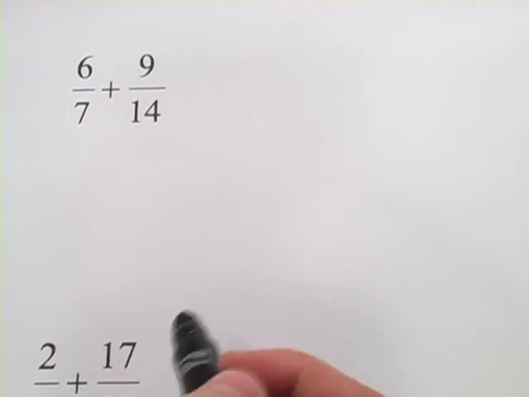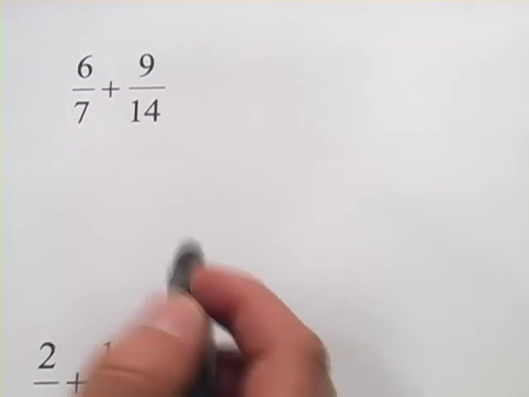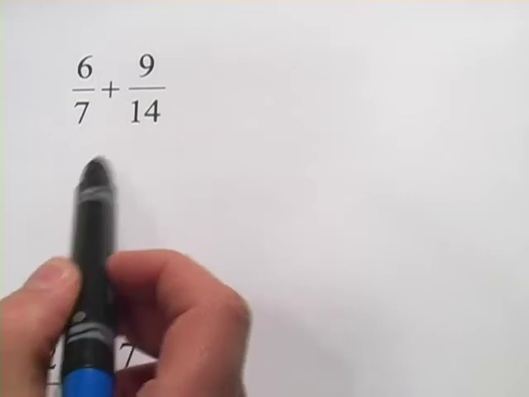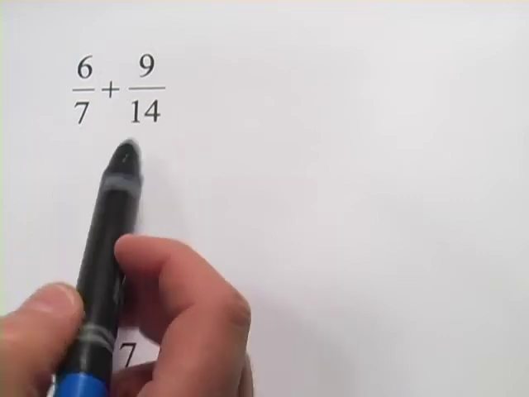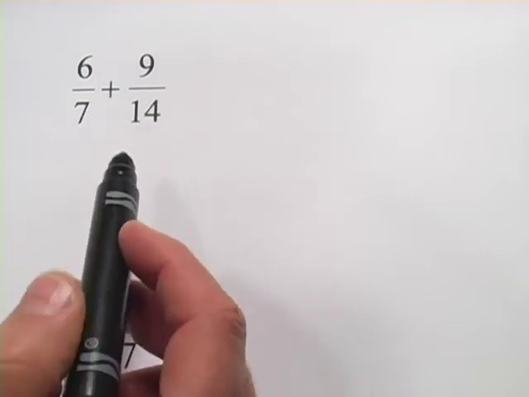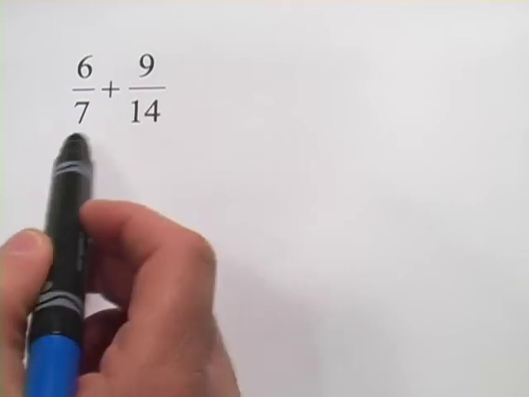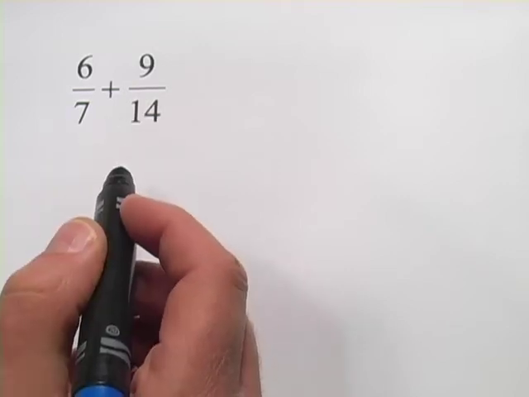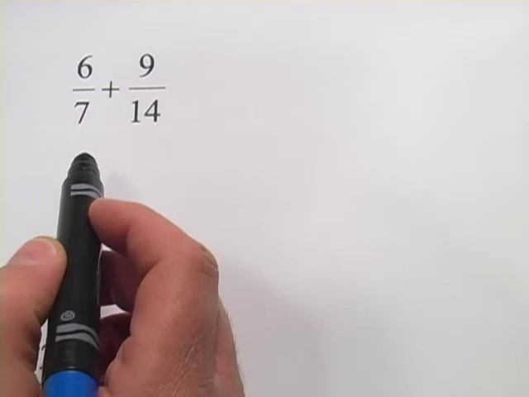In these problems, we need to add some fractions, and the problem is that their denominators, the number on the bottom, are not the same. And you can't add or subtract fractions unless the denominators are the same. So what can we do to get these denominators the same?